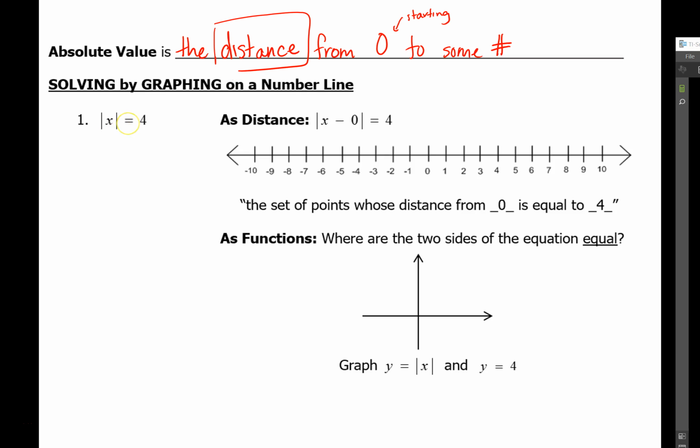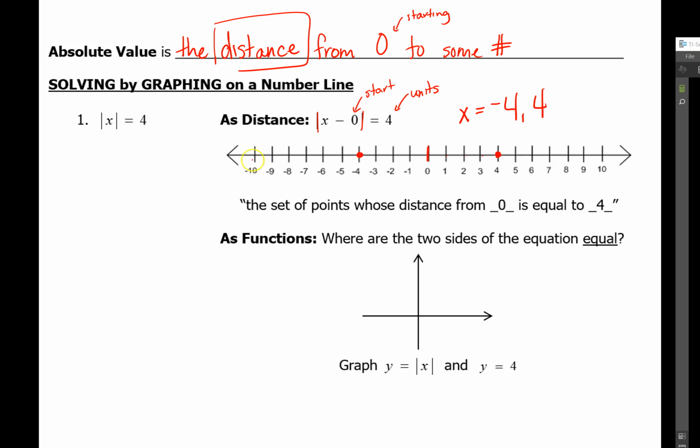The absolute value of x is equal to 4 is the same thing as saying the absolute value of x minus 0 is equal to 4. And when you think about the distance in this way, you read this as the answer, whatever x is, the set of points whose distance starting at 0 is 4 units. So on a number line, if we start at 0 and we go 4 units, we could go 4 units in 2 different directions, to the left and also to the right. So let's count over 1, 2, 3, 4 to the right, and 1, 2, 3, 4 to the left. These two values for x are our solutions. So x is equal to -4 and x is equal to +4.